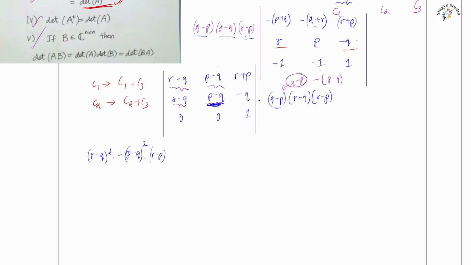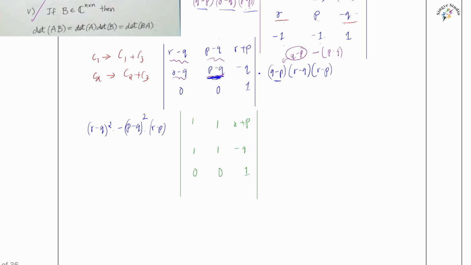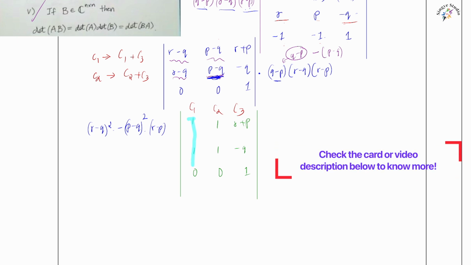So by doing this, our determinant will get modified to 1 1 0, right? So 1 1 0, r plus p, negative q and 1, right? Now if you observe very carefully, finally we have reduced the determinant. And if you observe carefully, c1 and c2 are identical, and these are the scalars.